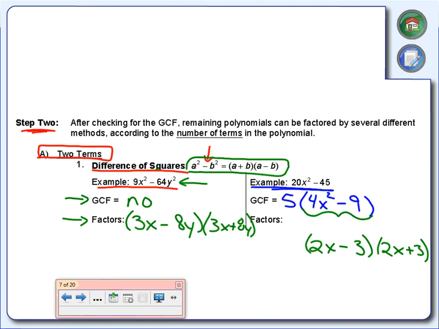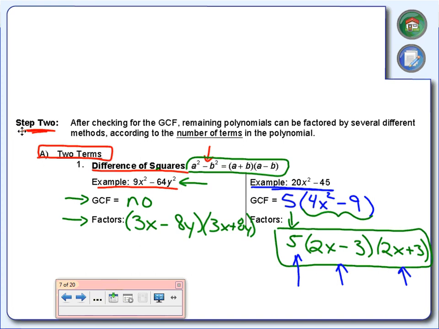However, keep in mind we factored out a 5 earlier. We can't just throw it away. So all we're going to do is that 5 that we factored out earlier, we're just going to bring it down. So these are my factors. This time I have 3 factors rather than just 2. 5 is one of the factors. 2x minus 3 is the second factor. And 2x plus 3 is the third factor. So this one has 3. And sometimes that happens. Sometimes you're going to have 3 factors.